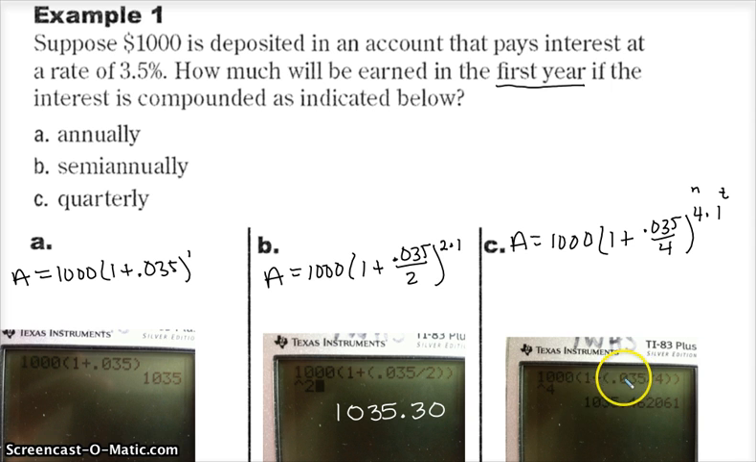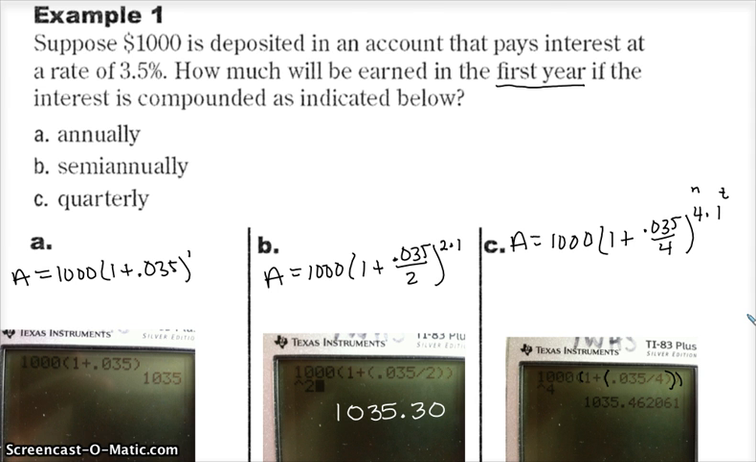Also notice the use of parentheses. I've opened a set of parentheses for the quantity, and also a set of parentheses to do 0.035 divided by 4. It's important to use those parentheses so that we know what exactly is being raised to a power and what is being divided.